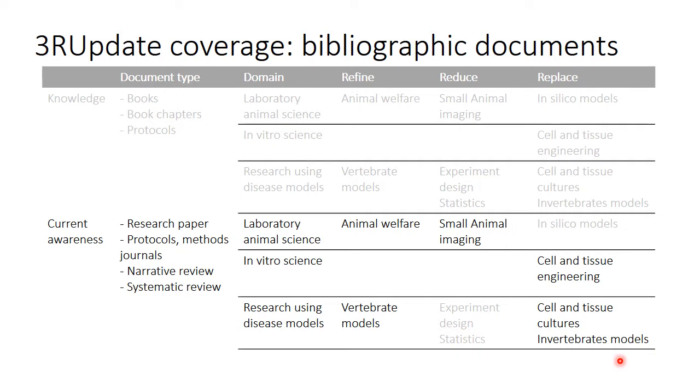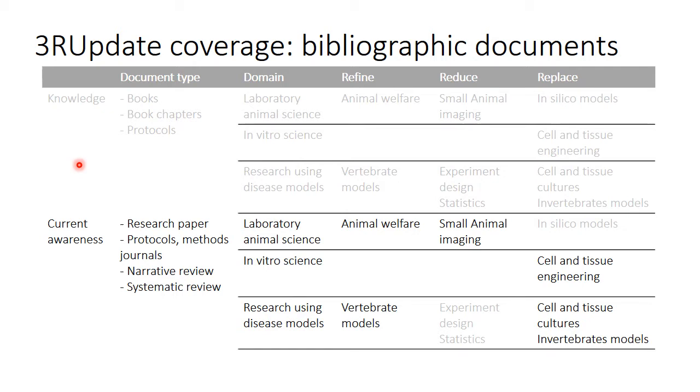So 3R information is disseminated amongst the different types of document. Documents can be books or book chapters or established protocols, such as current protocols published by Wiley. And 3R information can also be located in a research paper, or protocols and methods precisely published as peer-reviewed articles. Information can also be hidden in narrative reviews and systematic reviews. All these types of documents I'm talking about are what we call bibliographic documents.